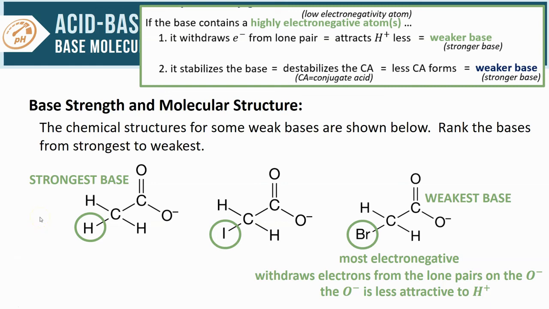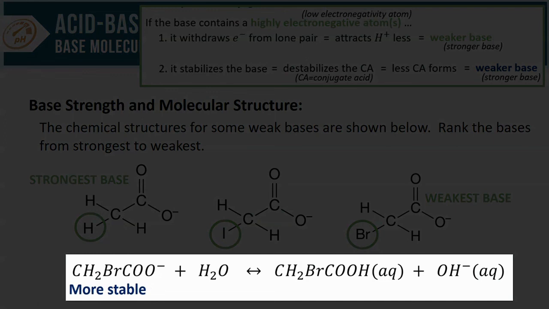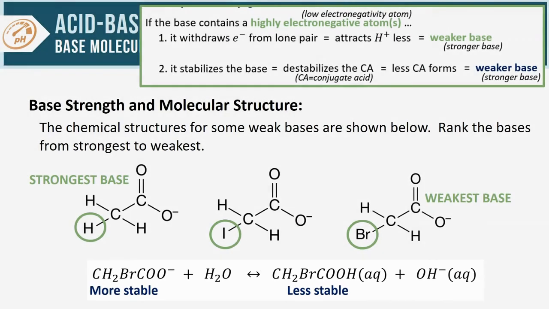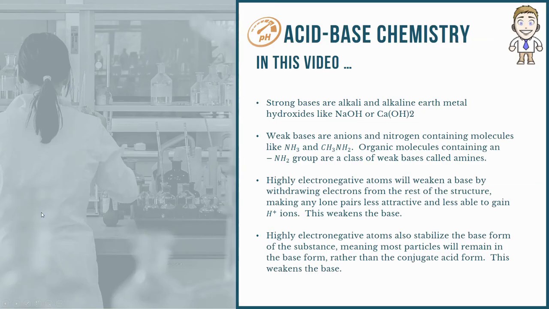You could also explain this in terms of stability. If you wrote out the hydrolysis reaction, the base form that contains bromine is going to be more stable because of that electronegativity, while the conjugate acid will be less stable, so you will produce less of the products for that particular base, and hence it is weaker. That also wraps it up for this video on base strength and molecular structure. Thanks a lot for watching, and here is a brief summary.